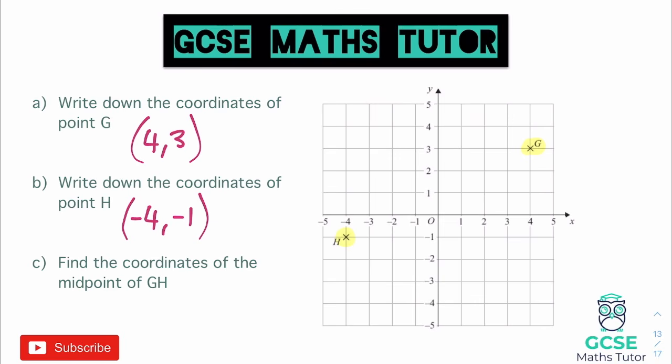For part C, it says find the coordinates of the midpoint. So to find the midpoint, there's a couple of different ways that you could do that. You could get your ruler and a pencil, you could join that up nice and straight using a ruler and a pencil like that, and then find the middle.